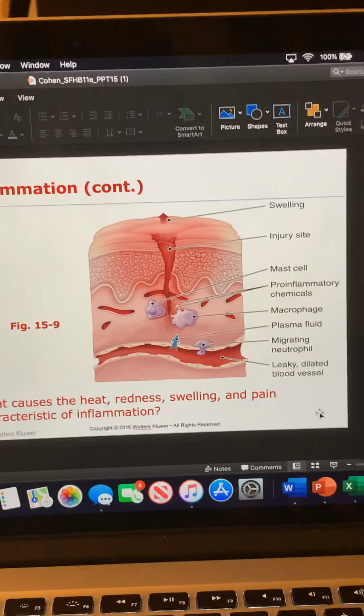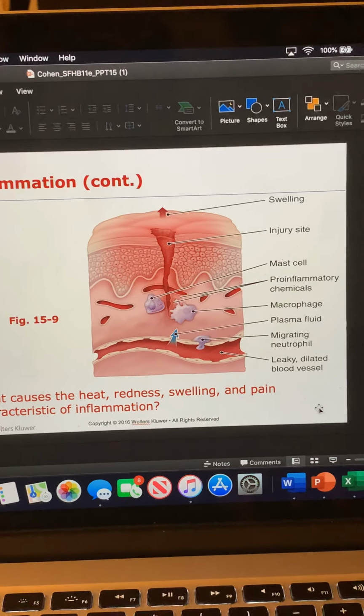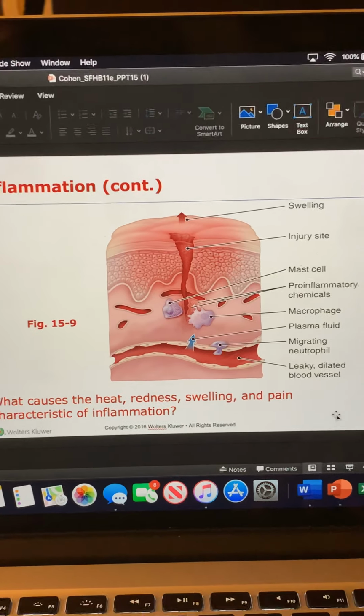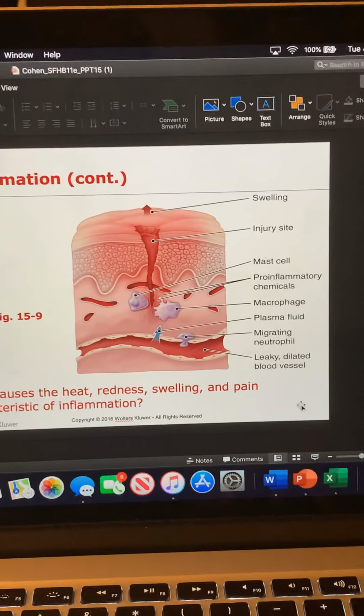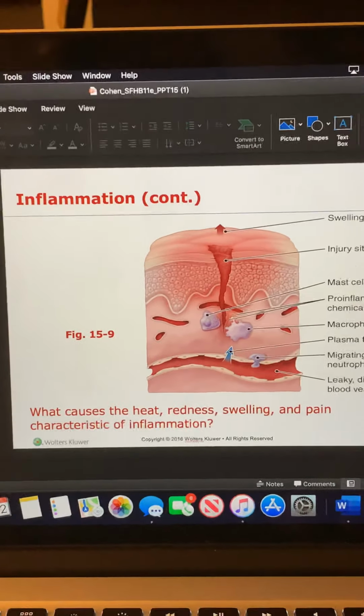So it's a cool picture. It's not one of those things where I'm going to put this on your test, but it is a very good slide to know.